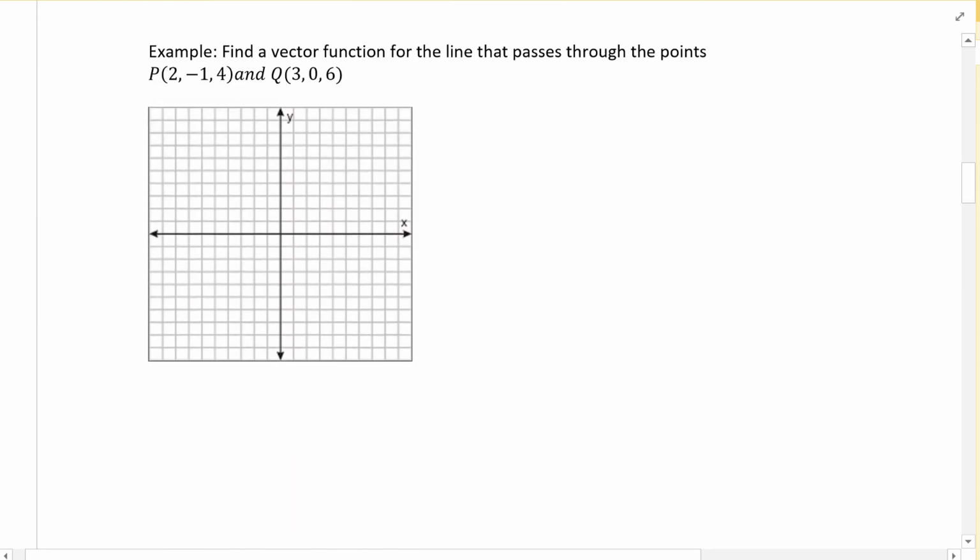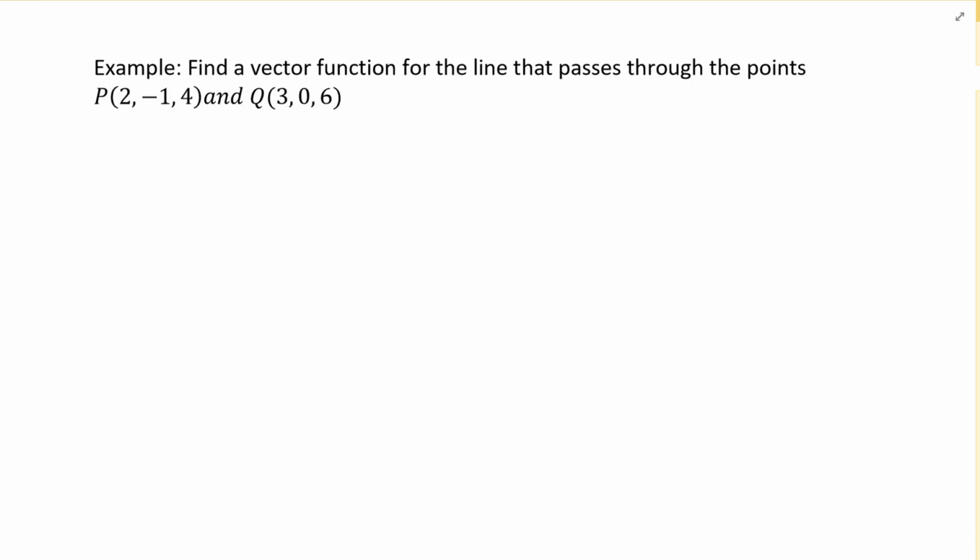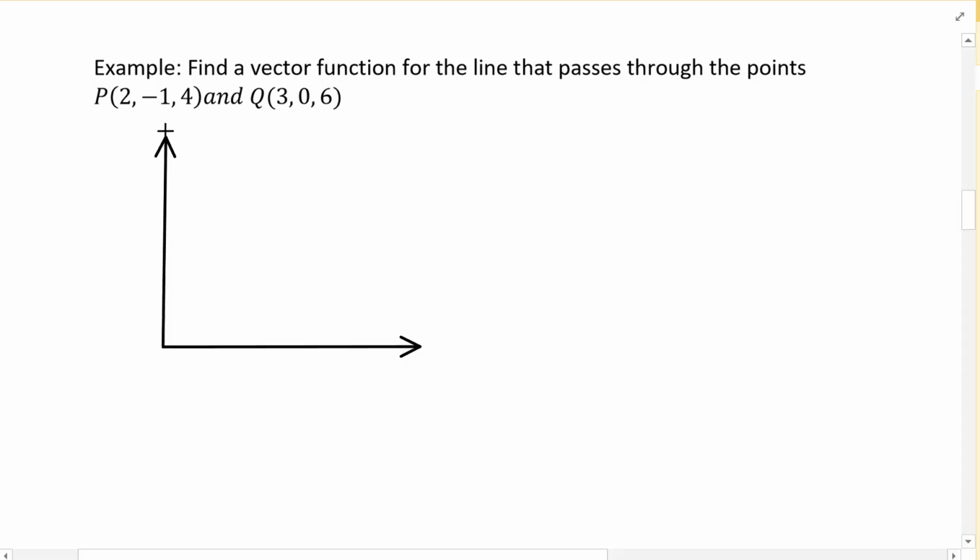Find a vector function for the line passing through the points P of coordinates 2, negative 1, 4, and Q of 3, 0, 6. So let me just quickly plot this in 3D. So we draw a 3D plane. We have x, o, y, z.